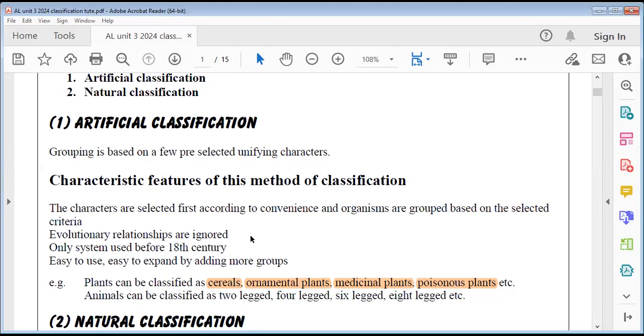Finally, artificial classification is easy to use. It is easy to expand also. If you want another group, you put another group. Vegetables. Ornamental plants, medicinal plants, poisonous plants. If you have an idea, you can put another group. So adding another group is easy.